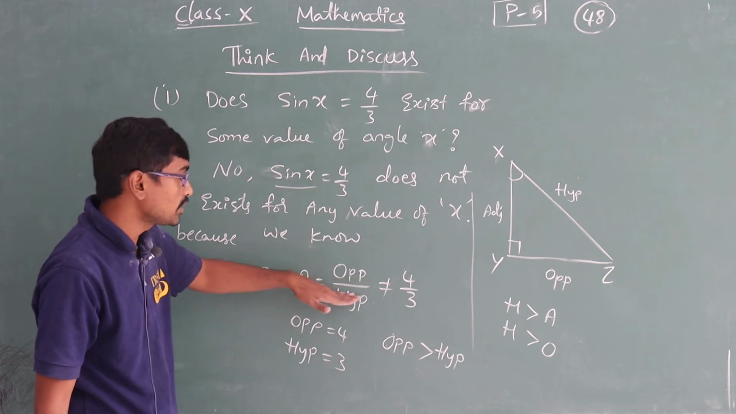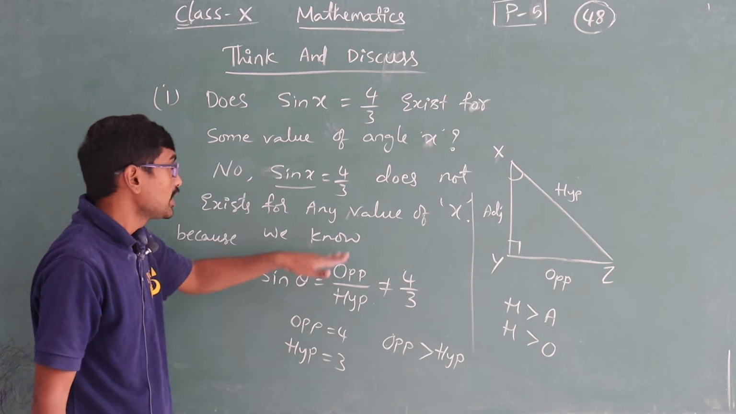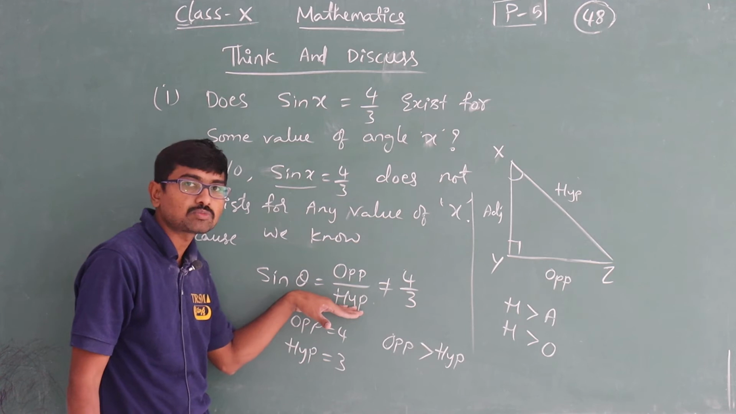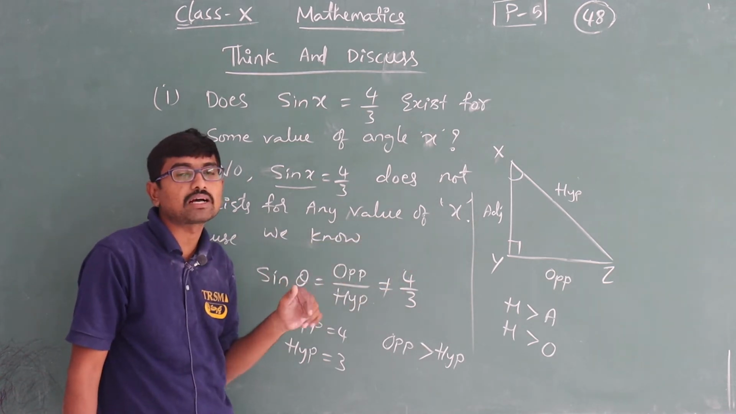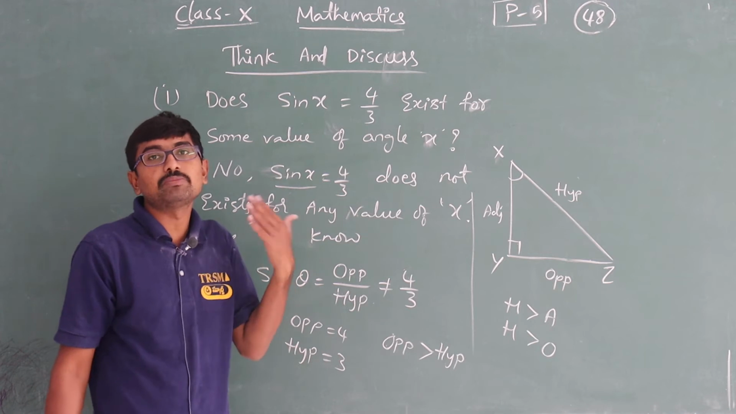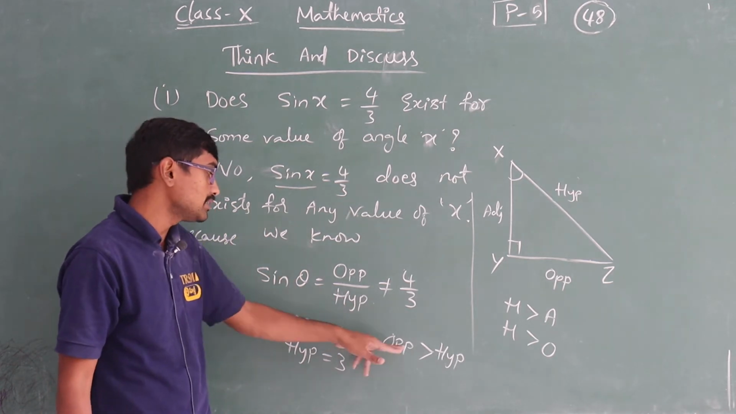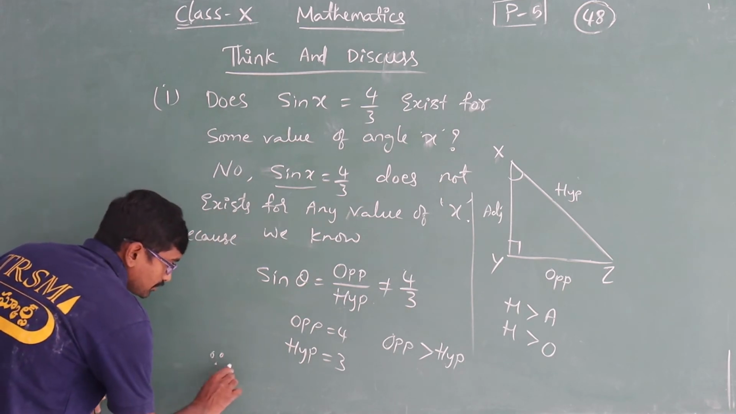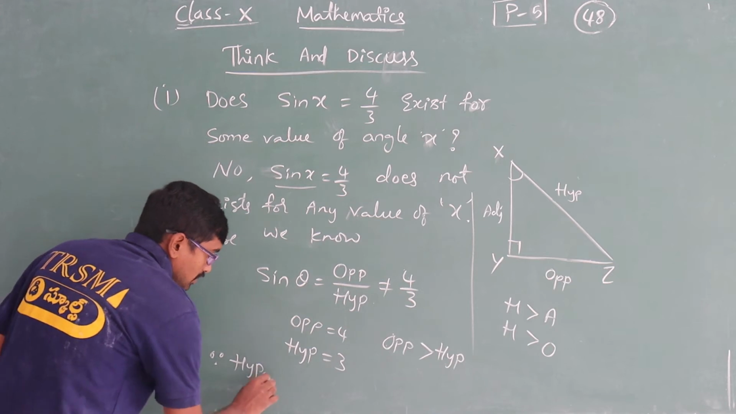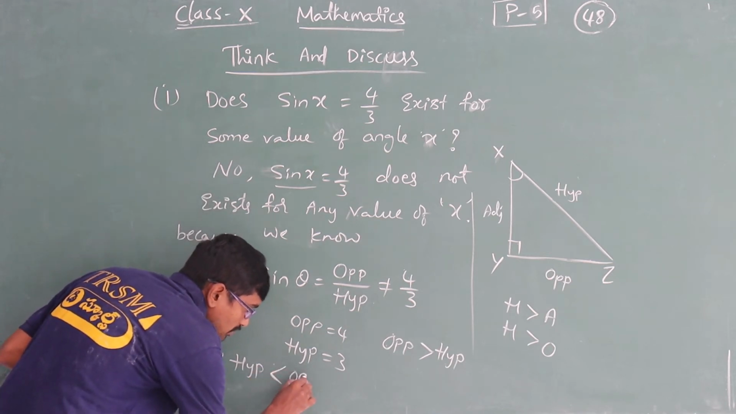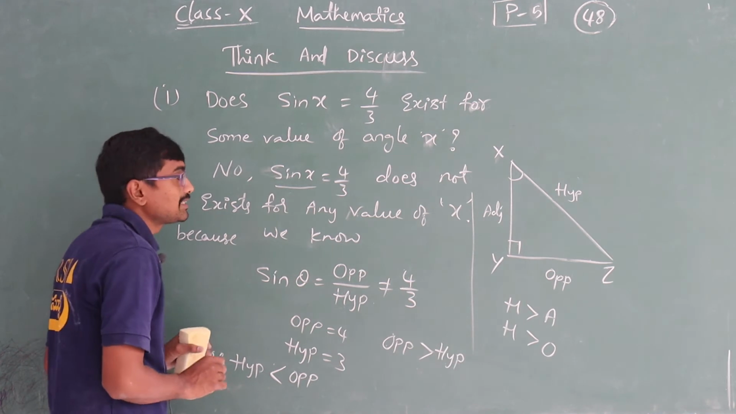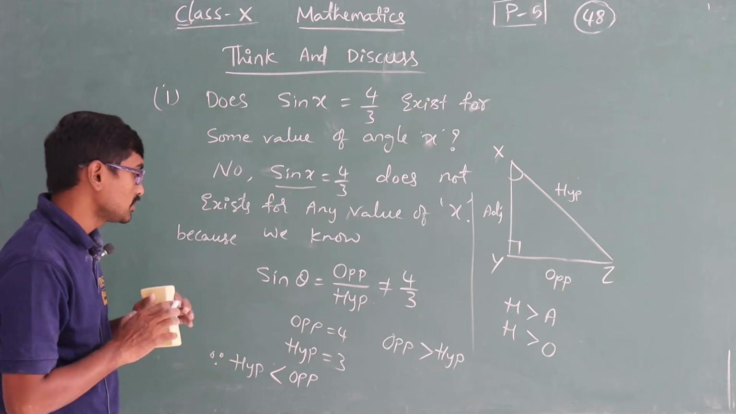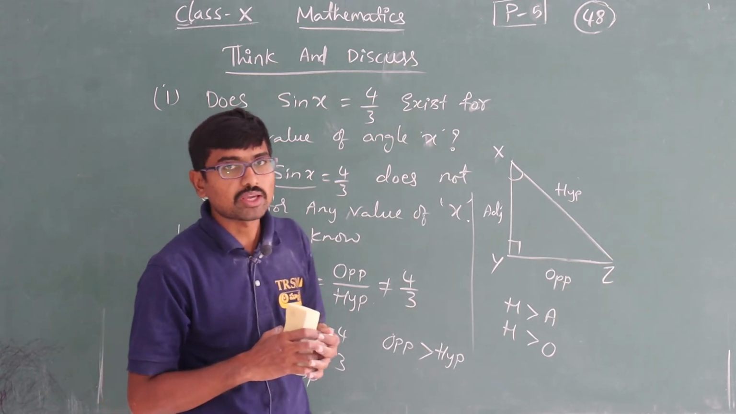According to the question, the opposite side is greater and the hypotenuse is smaller. It does not satisfy the condition, because in a right angle triangle the hypotenuse side must be the greatest. So this is the reason why we can't write this. Since the hypotenuse value is less than the opposite value, it does not exist. Okay students, this is the thing you have to remember. Hope you all understood.